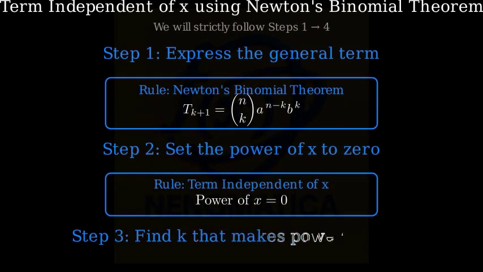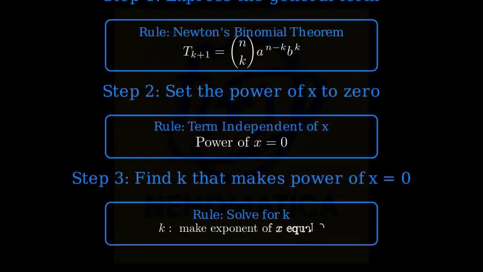Step 3. Solve for k. We choose k so that the power of x becomes 0. k is the value that makes the exponent of x equal to 0.